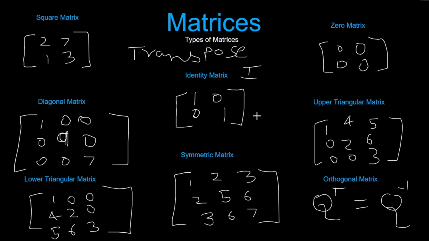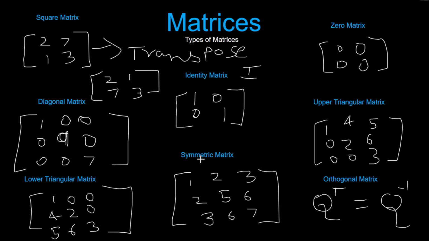So let's take this matrix. The transpose of this would be, instead of writing it column wise, I'm going to write it row wise. So 2 7, I'm going to interchange the rows and columns. So I'll have 2, and instead of writing the 7 in the same row, I'll write it column wise. I'll write 7 here. Similarly, we have 1 and 3. So you see what I did there, I just interchanged the rows and columns. This is called the transpose of the matrix.